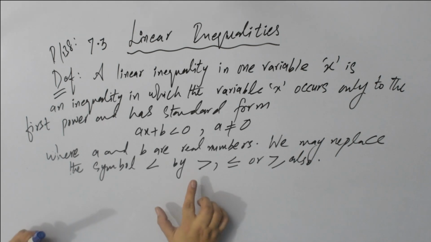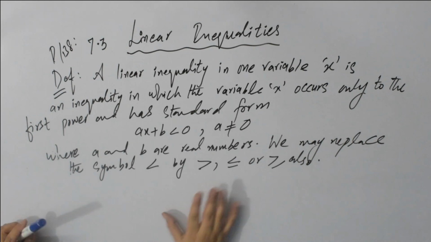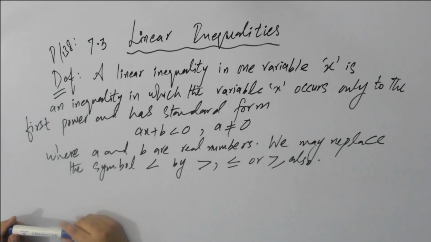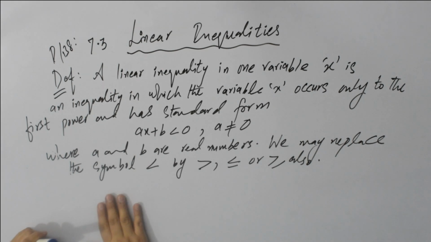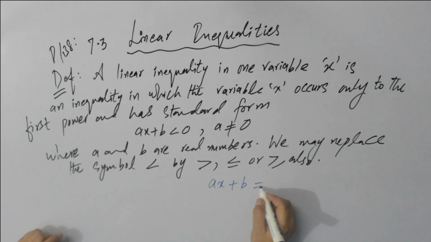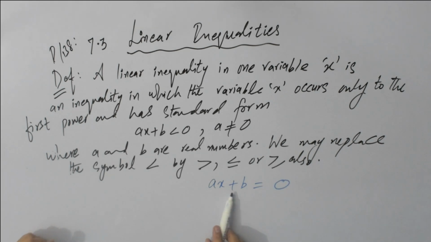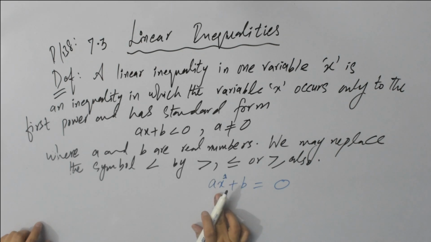Whenever these signs, these symbols, are present in an expression, then that expression will be a linear inequality. Linear, if the variable appears with power 1. Students, in 7.1 I taught you the standard form of a linear equation. If you remember, the standard form of a linear equation was ax plus b is equal to 0. Why is it the standard form of a linear equation? Because the variable has power 1. Because of this power 1, this is a linear equation.